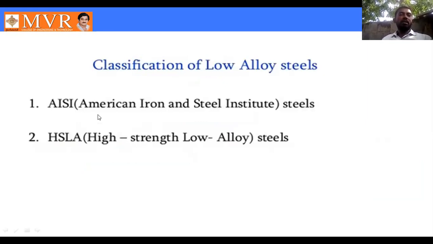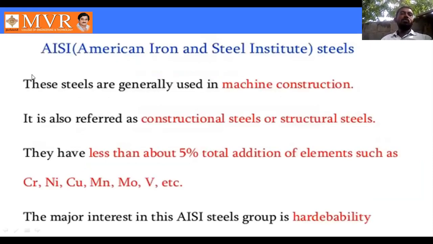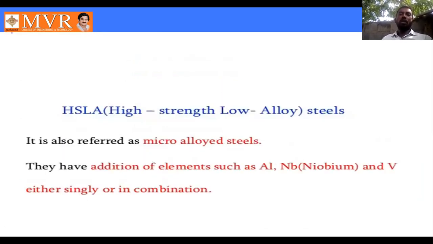One is AISI, American Iron and Steel Institute. Next one is HSLA, high strength low alloy steel. This is the first classification of low alloy steel, the AISI introduction, and these are the elements we can use for AISI. Next one is HSLA, high strength low alloy steels. This is the microstructure and the additional elements we can use for them.